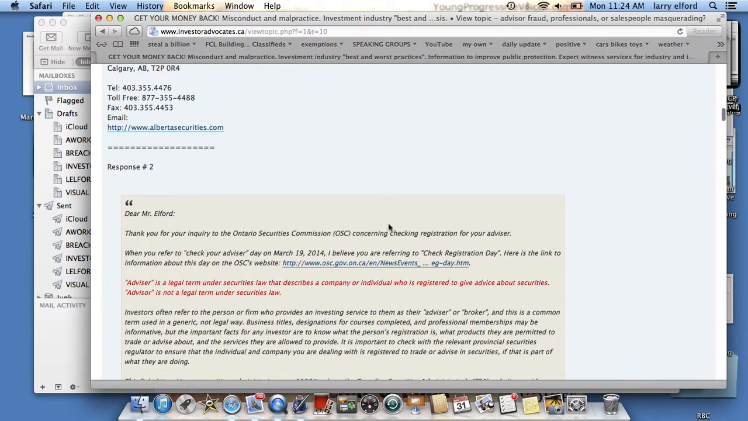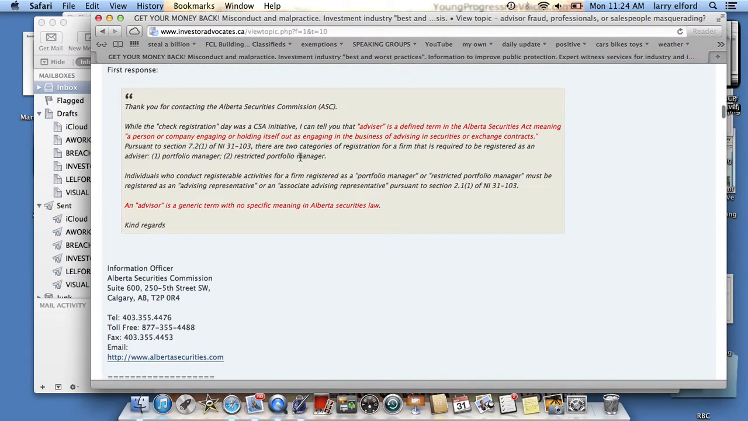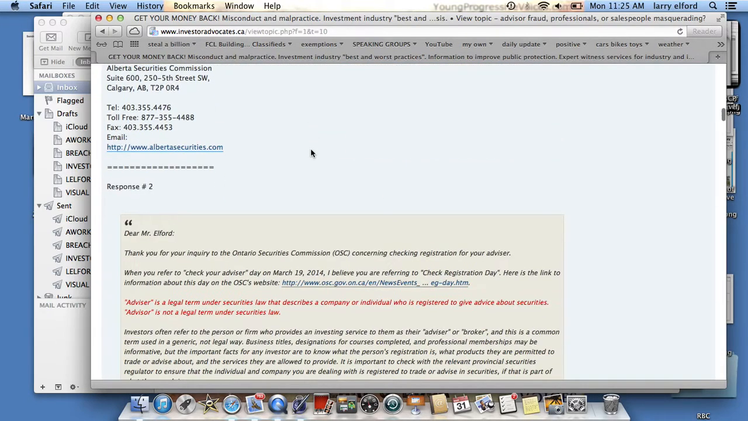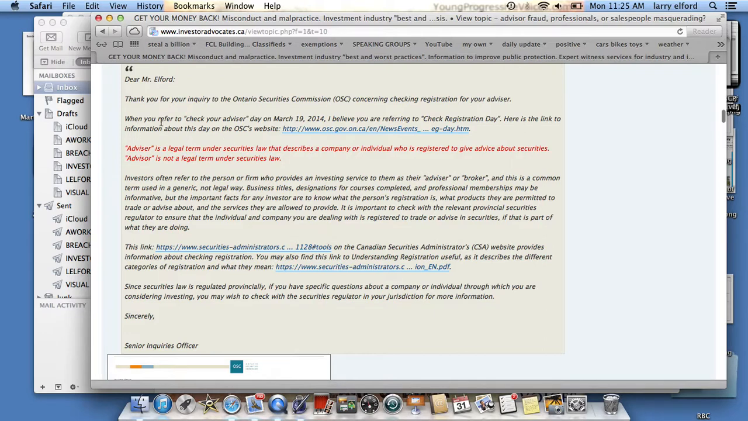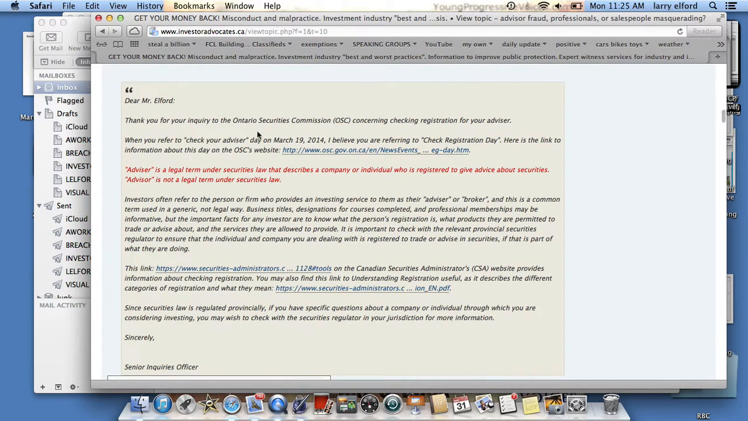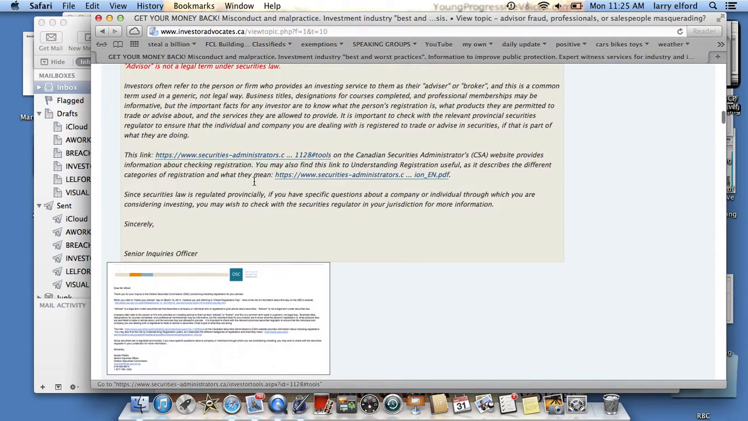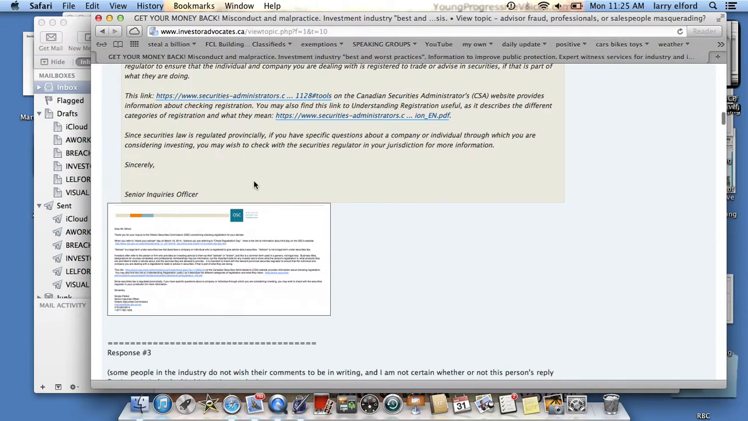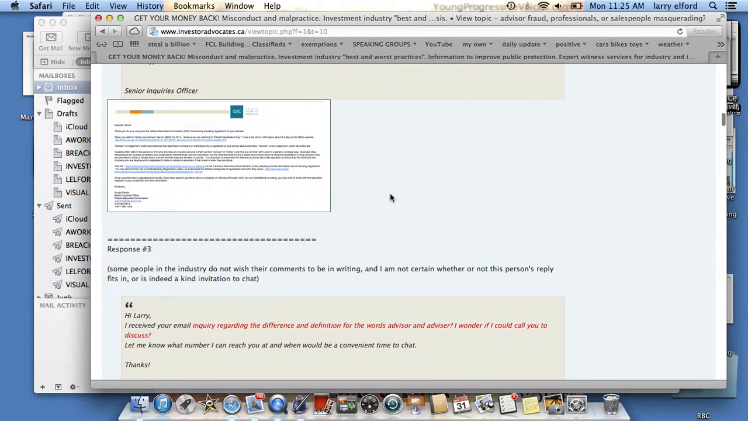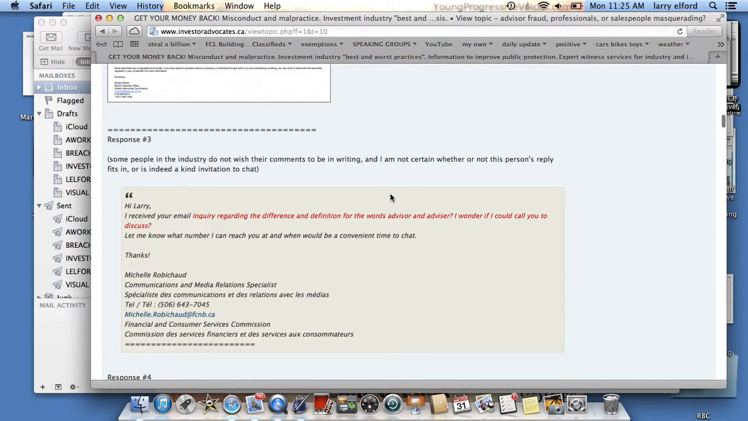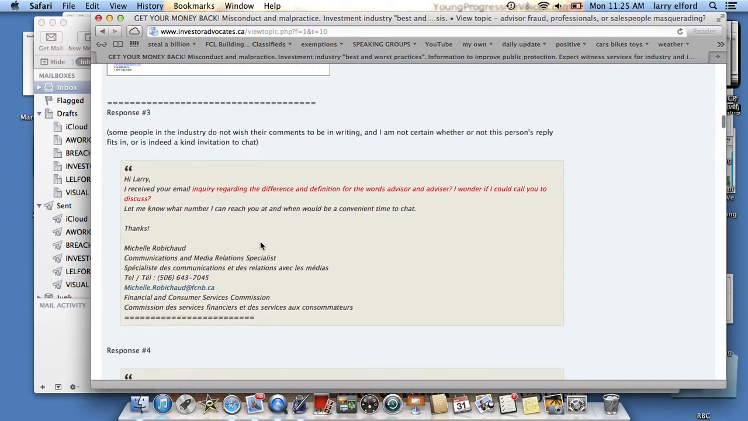You better check to see whether you're dealing with an advisor who has a legal duty, or an advisor with an O who has none. Here's the Ontario Securities Commission: advisor with an E is a legal term. Advisor with an O is not a legal term under securities law. And again, what you have is advisor with an O. That's like dealing with me as a doctor, spelled with an E. Trust me, I'm a doctor.